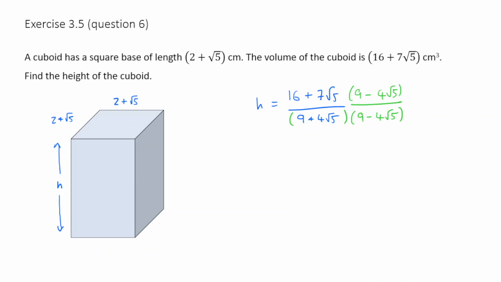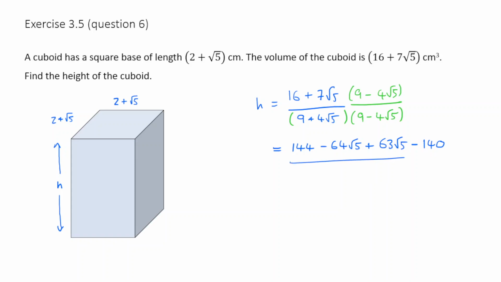Now then, if I multiply out the top, what should I get? I'm going to get 16 times 9 is 144. 16 times minus 4 root 5, that's going to be minus 64 root 5. 7 root 5 times 9, that's going to be plus 63 root 5. And 7 root 5 times minus 4 root 5, well, 7 times 4 is 28. And root 5 times root 5 is 5. So we've got 28 times 5, which is 140. And of course, the positive times the negative, so we get a negative sign there.